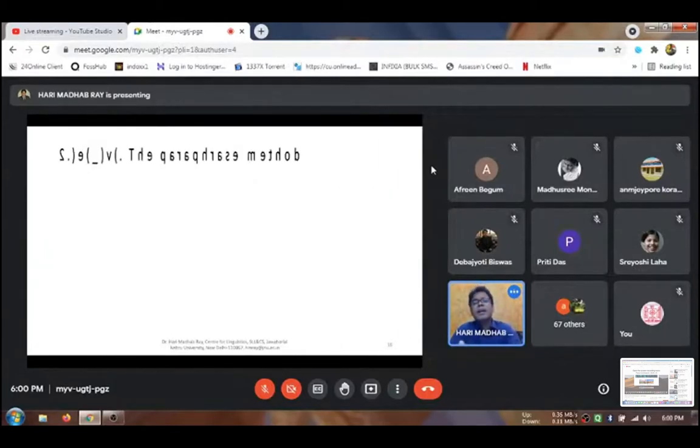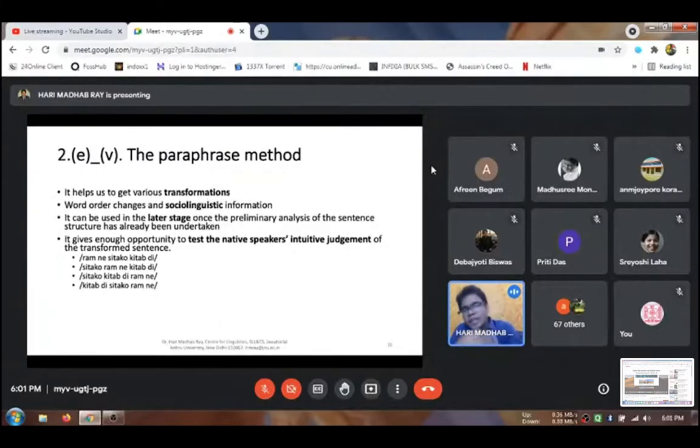And one of the methods is the paraphrase method; we also use the paraphrase method. I talked a little bit about the Chomskyan revolution, how structural methods of data collection were questioned, and Chomsky's intuition techniques were used. So the paraphrase method was also used, especially in the Chomskyan tradition. And this is where, especially if you're working on different types of transformation, and not only transformation, also sociolinguistic information, this paraphrase method can also be used.